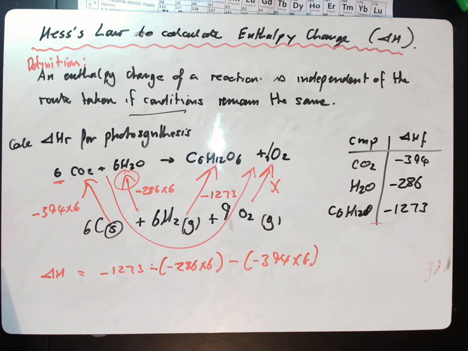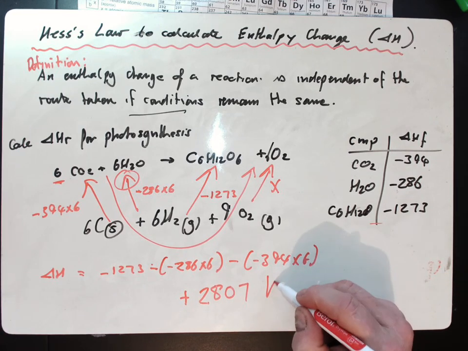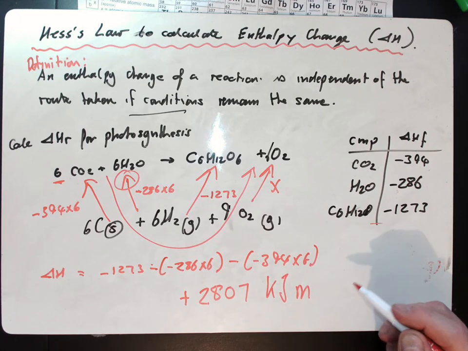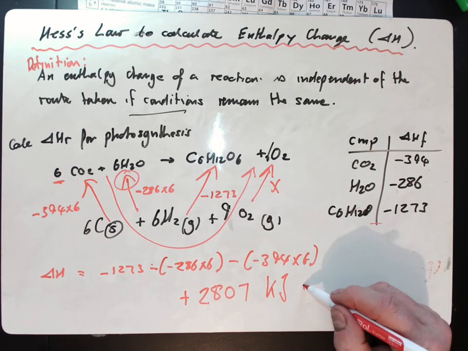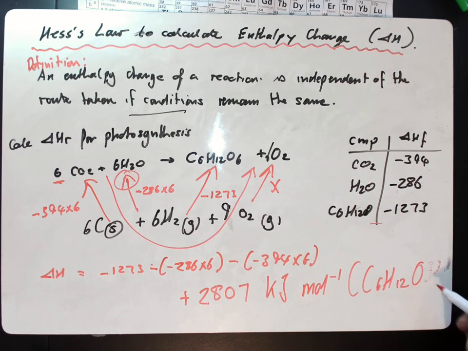And it is photosynthesis, so we should be thinking along the lines, is this going to be exothermic or endothermic? Okay, and it comes out at positive 2807. So it's taking in energy, and you would probably expect that from photosynthesis. It's per mole of the glucose in this instance.